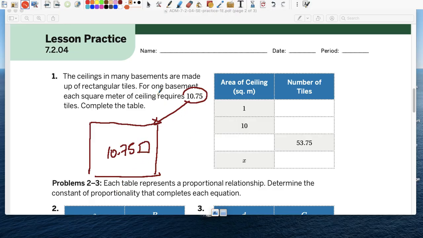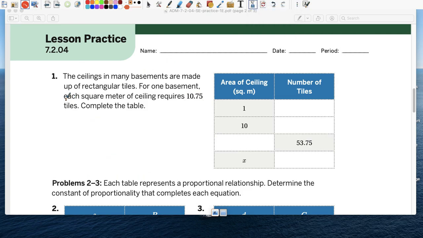So they're giving you the unit rate, right? That's our unit rate, right here. Each square meter, so 1 square meter, how many tiles do I need? 10.75. All right, and that's how I start filling the table. Now, our constant of proportionality is this number right here. 1 times what is 10.75? So there is a constant of proportionality.